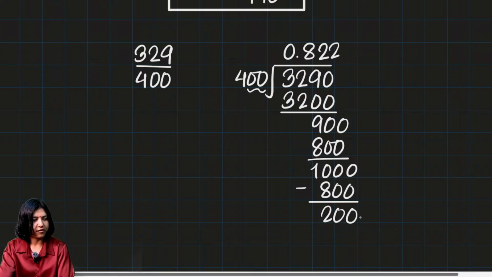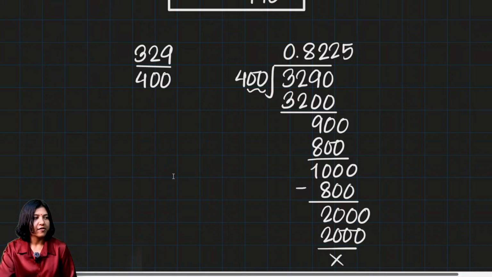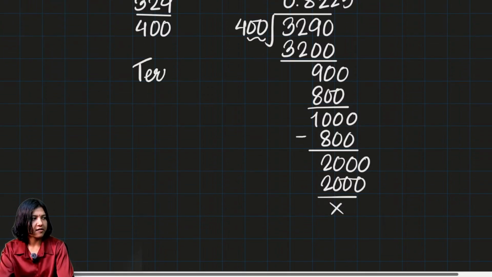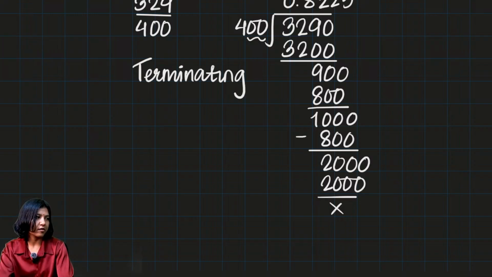Because of the decimal, I'll put one more 0, and now 4 times 5 is 20, thereby 400 times 5 is 2000. So it is definitely going to give me a remainder 0. Remainder 0 means this is a terminating decimal. We'll call it a terminating decimal, and this is how you solve.